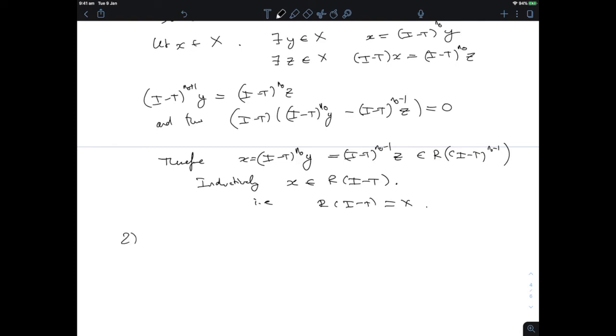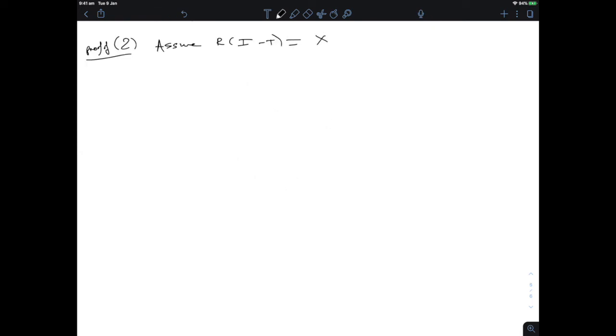Let's have a look at 2. So now we assume that the range is the whole space, and we need to deduce from that that the null space of identity minus T has to be trivial. So let's assume that the range of I minus T is the whole space. Okay, so I want to go from that fact to the fact that the null space of identity minus T star, the adjoint of T, is trivial, and then go from that to identity minus T having trivial kernel. So let's see how that works.